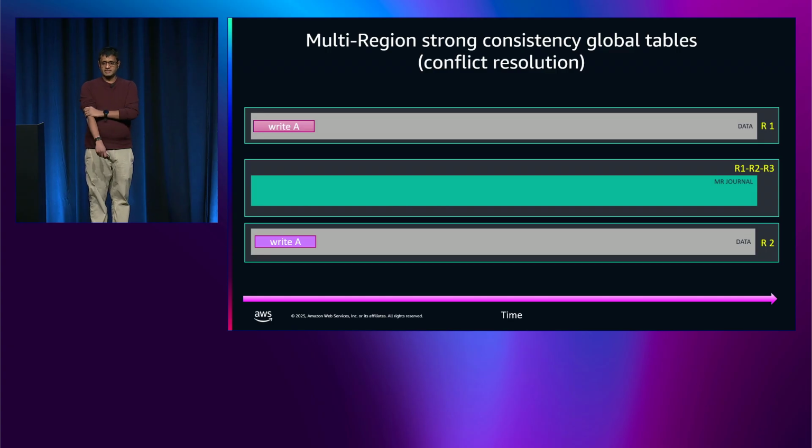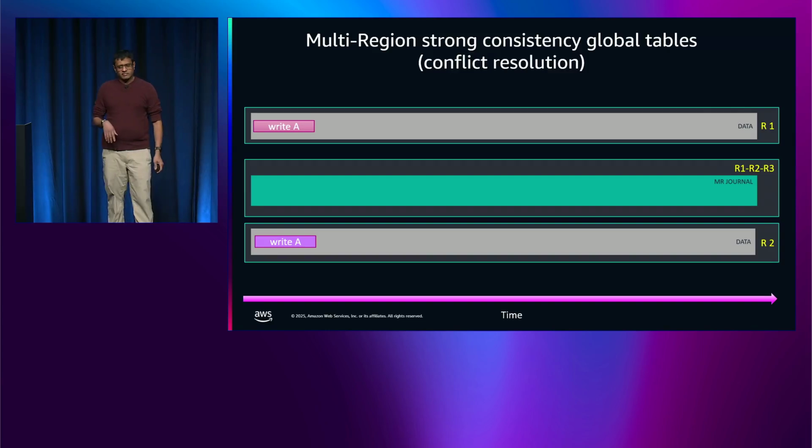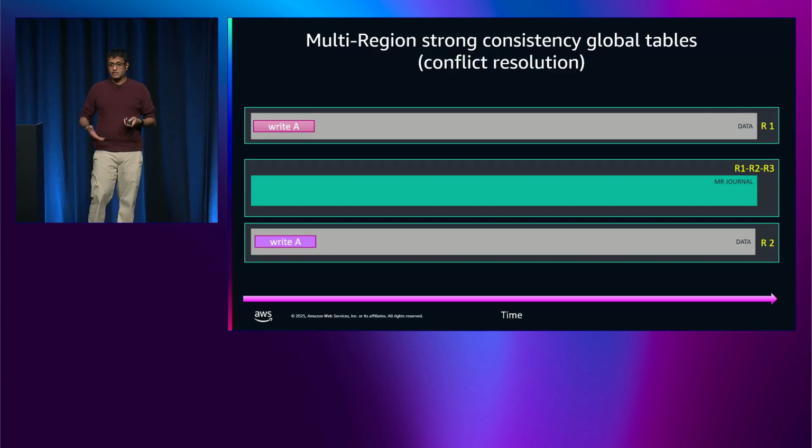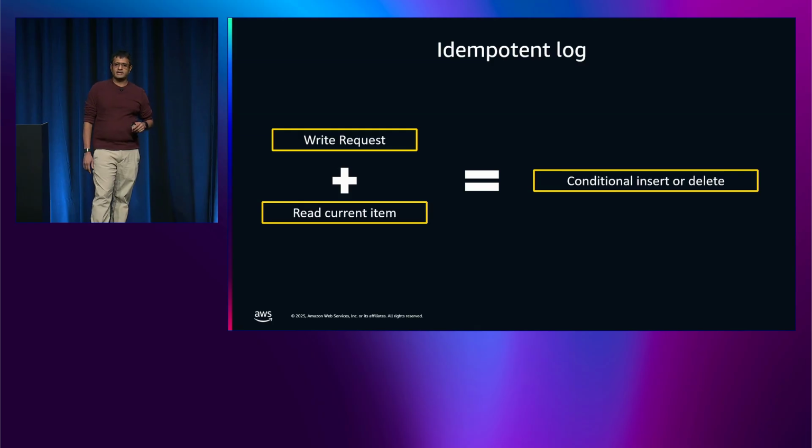We did talk about asynchronous global tables and how it resolves concurrent writes. For MRSC global tables, it's very easy to resolve concurrent writes because you're writing to the multi-region journal. So if there are 2 writes, they're going to write to the same journal and get serialized. But the important point here is, what is that replication log entry we write to the journal, and why do we do this? We write a very idempotent replication log into the journal.